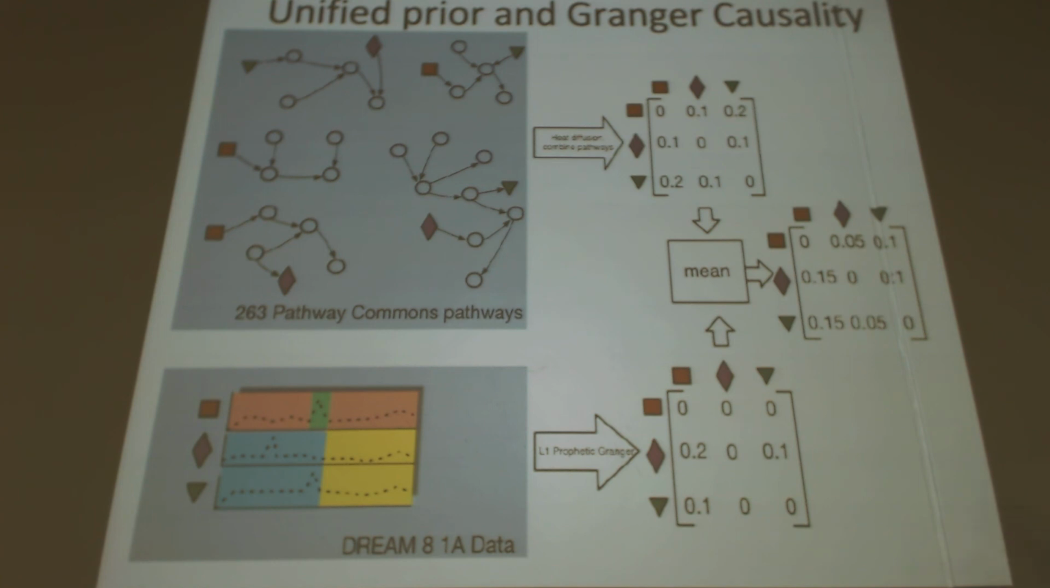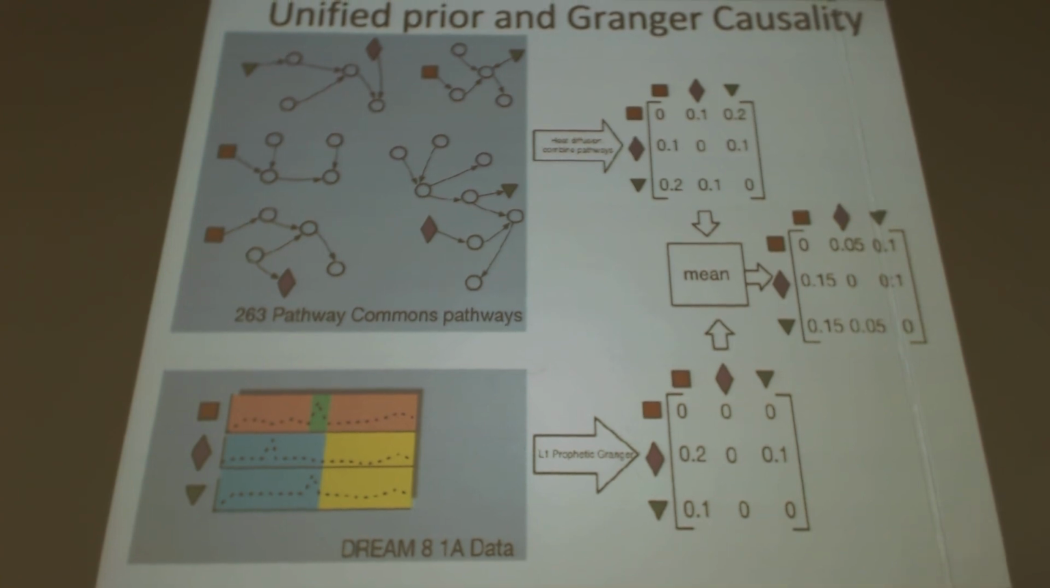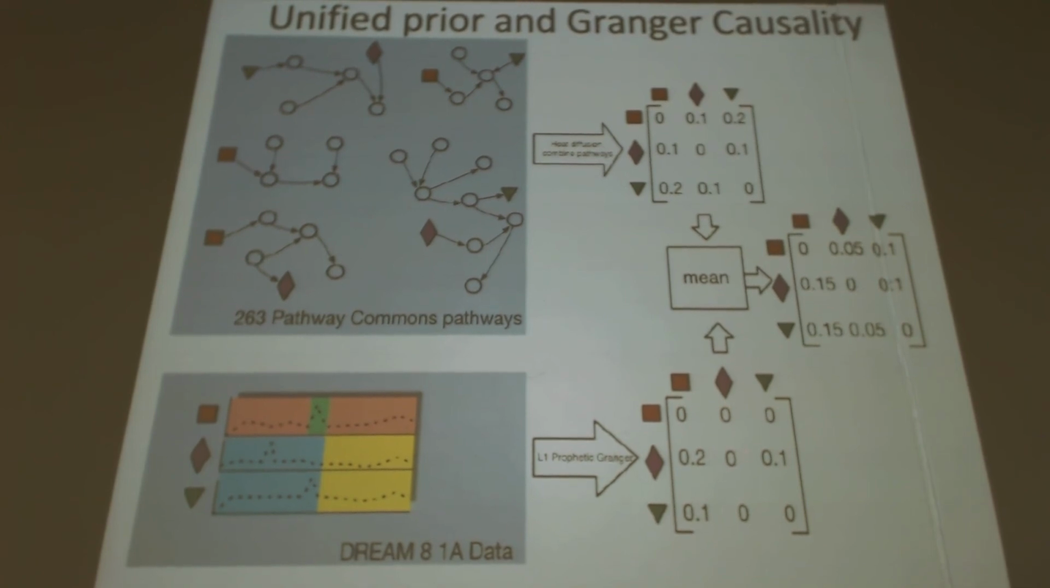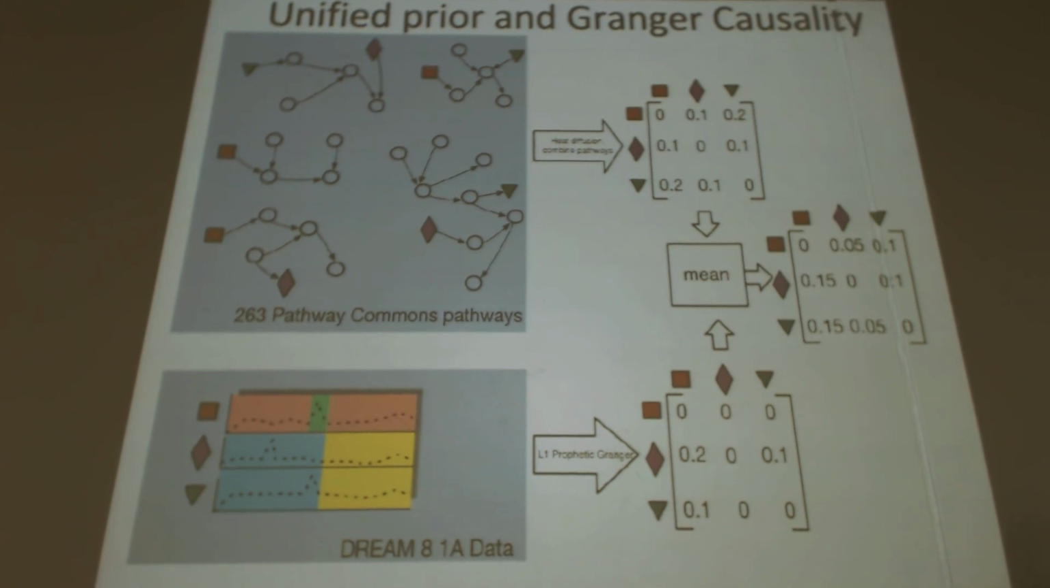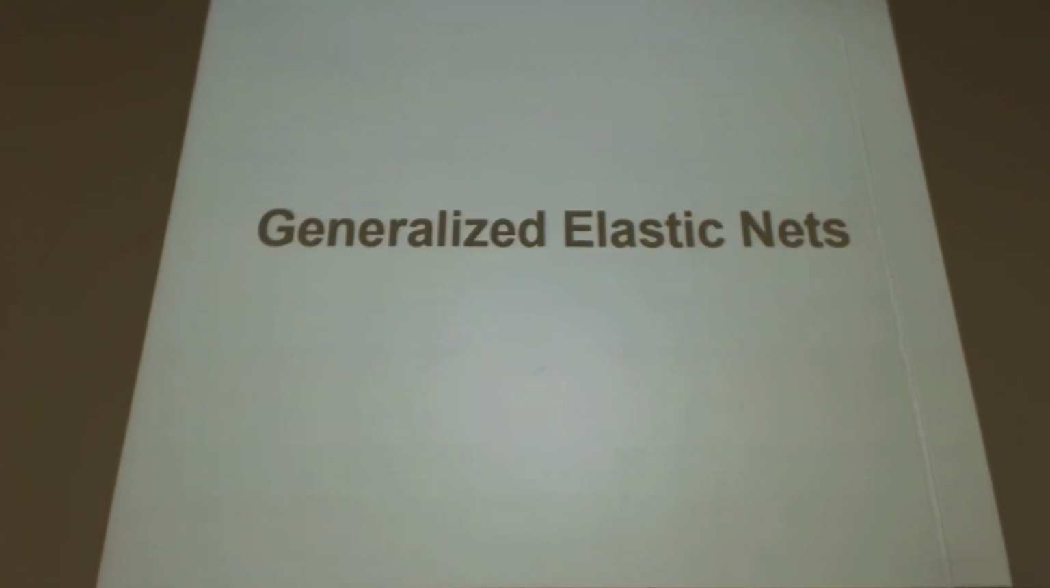Okay, and then the final method, the winner of that Dream Aid challenge, was the combination of the prior with what I just described. Both of those generate two matrices. We simply combine them with an arithmetic mean, and this is what ended up winning the Dream Aid challenge. Are there any questions? And also, how am I doing on time? Fine.